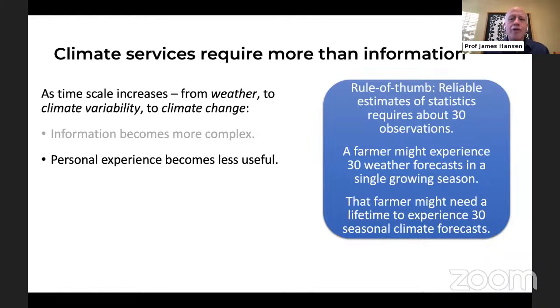Well, that farmer might experience 30 weather forecasts in a single agricultural season. That same farmer might need a lifetime to experience 30 seasonal forecasts available at the beginning of, or just before the beginning of, the main growing season. And so the trial and error learning that works well for something like weather forecasts just takes too long to be useful in the case of climate information, whether it's historical or forecast.